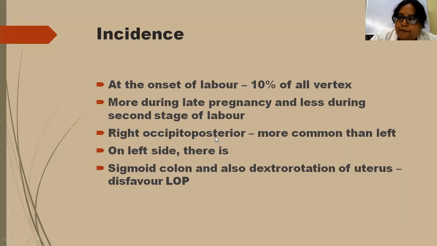But labor may not be as such. Right occipito-posterior is more common than left occipito-posterior because on the left side there is the sigmoid colon, and also during pregnancy there is dextrorotation of the uterus. The uterus rotates to the right side because on the left side there is the sigmoid colon. So these two factors make right occipito-posterior a more common presentation than the left occipito-posterior.